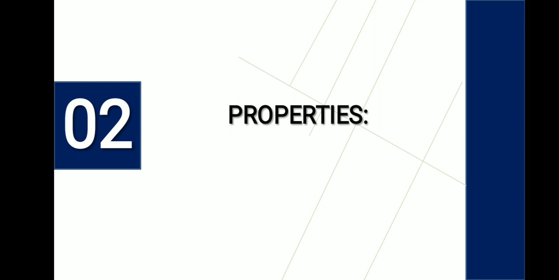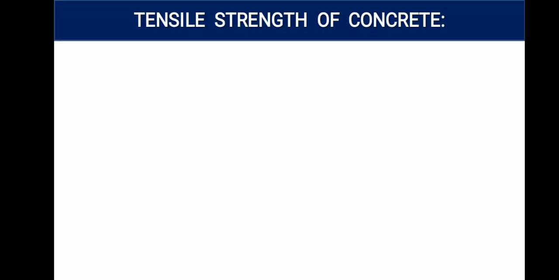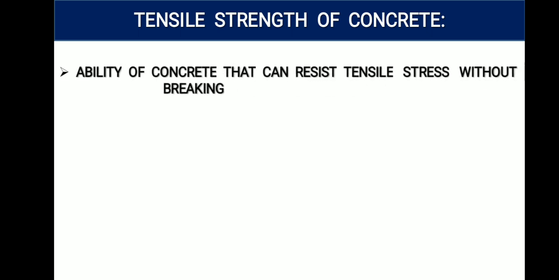Moving forward to the other topic, properties of concrete. I will be discussing a few of the properties that I find important for civil engineers to know. First property, tensile strength of concrete. First of all, what is tensile strength of concrete? In simple words, it is the ability of concrete to resist tensile stress without breaking. The ability of concrete to resist tensile stress without breaking is known as tensile strength of concrete.